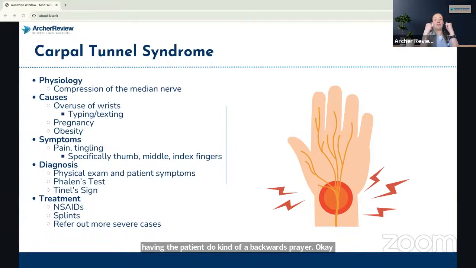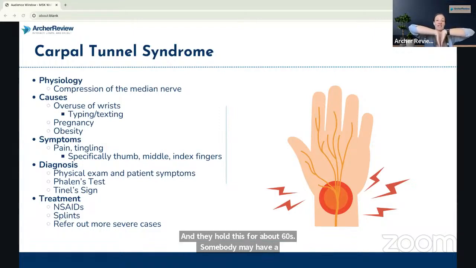We're going to put the back of the hands together and kind of make sure that you bring those elbows down. So you're really compressing that nerve. So I think of P for Phelan, P for prayer. That helps us remember that the Phelan's test is coming down and doing that backwards prayer with the hands together. And they hold this for about 60 seconds. Somebody may have a positive within a few seconds, 10, 15 with more severe carpal tunnel syndrome.